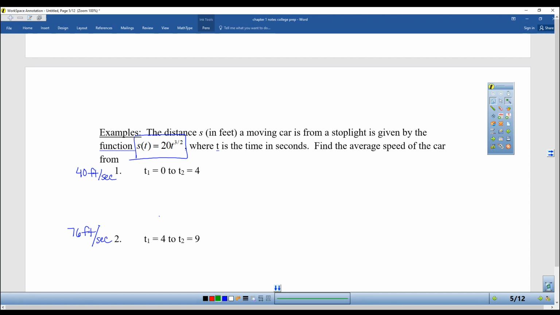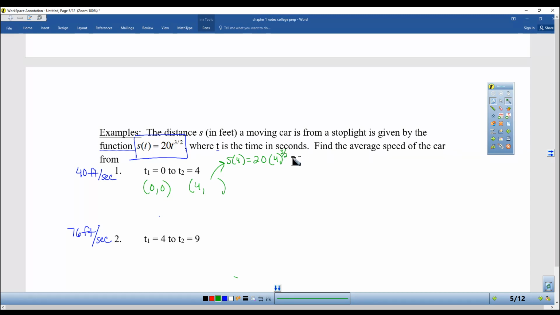Now for people that want it done. First step, use the function and the x value to find the point. 0, 0. 4, comma. So to get that, I'm going to plug this in. S of 4 is 20 times 4 to the 3 halves. You can put that into your calculator.